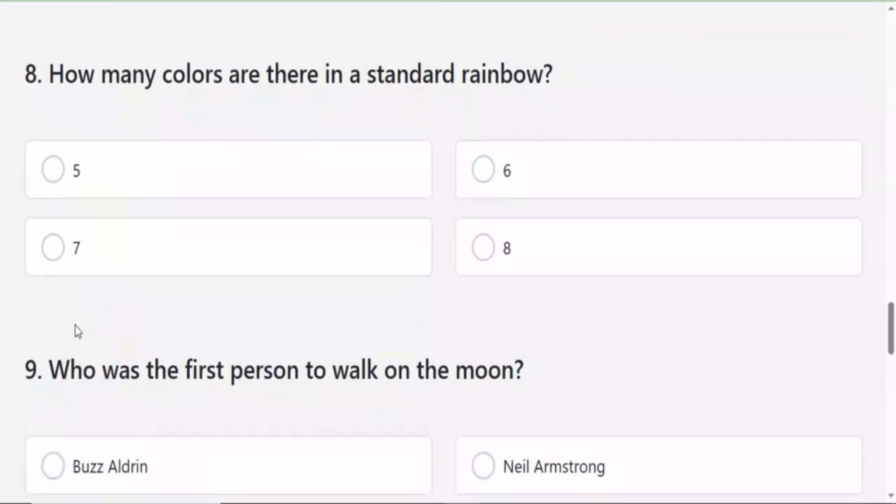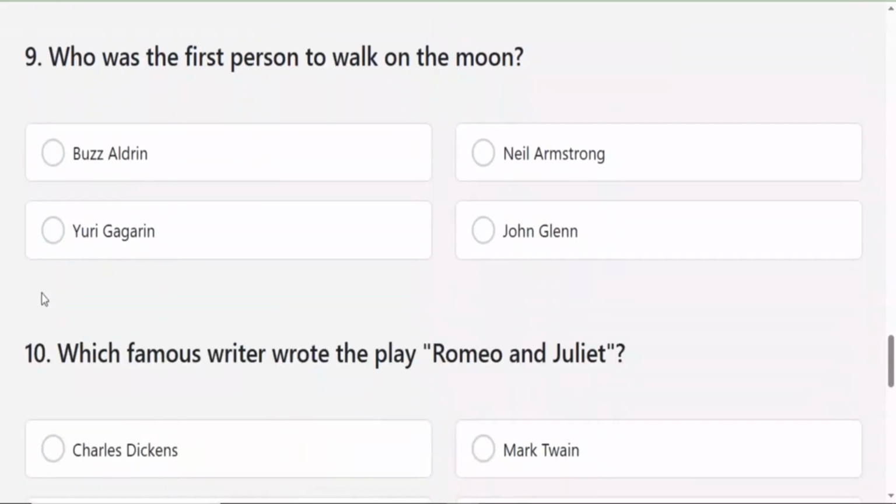How many colors are there in a standard rainbow? A. 5. B. 6. C. 7. D. 8. Correct answer, C. 7.